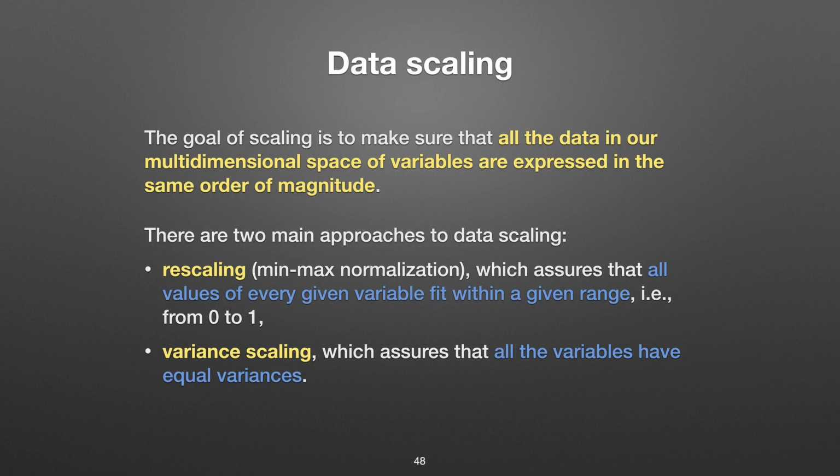The goal of scaling is to ensure that all variables in multidimensional space are expressed at the same order of magnitude. The slide lists 2 main approaches. The first is rescaling, also called min-max normalization, which places values within a fixed range, typically from 0 to 1. The second is variance scaling, which ensures that all variables have equal variances. So this is really about fairness. We do not want one variable shouting while the others are forced to whisper. That may work in politics. It is less charming in chemometrics.